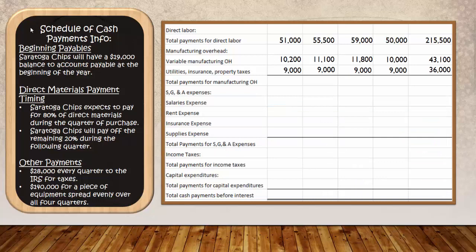And our total cash payments for manufacturing overhead is simply the sum of our variable manufacturing overhead plus our costs of utilities, insurance, and property taxes, which was $10,200 plus $9,000 for the first quarter, giving us total payments for manufacturing overhead of $19,200. We're going to add these two numbers together to determine that we had $20,100 in payments for manufacturing overhead during the second quarter, $20,800 payments for manufacturing overhead during the third quarter, and $19,000 in payments for manufacturing overhead during the fourth quarter, meaning that our total manufacturing overhead payments were $79,100.